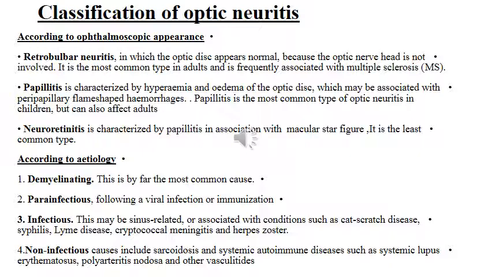What about the demyelinating type? This is the most common cause of optic neuritis, especially in young people. This classification we spoke about is according to the underlying etiology. What about the anatomical location of involvement? We can classify optic neuritis also according to the anatomical location of involvement, or according to the ophthalmoscopic appearance.